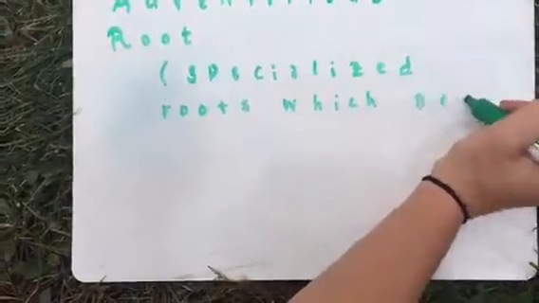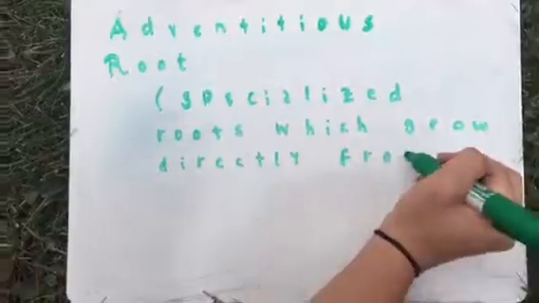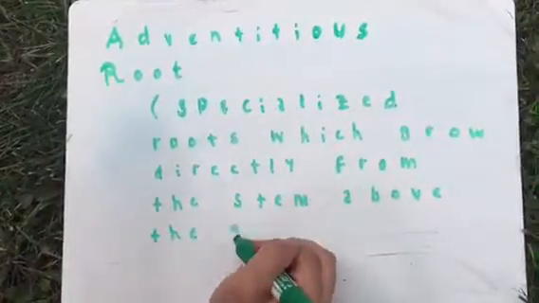An adventitious root, otherwise known as a prop root, is a specialized root that grows directly from the stem above the ground. An example of an adventitious root is corn.